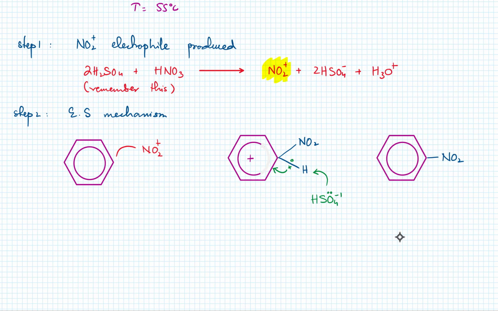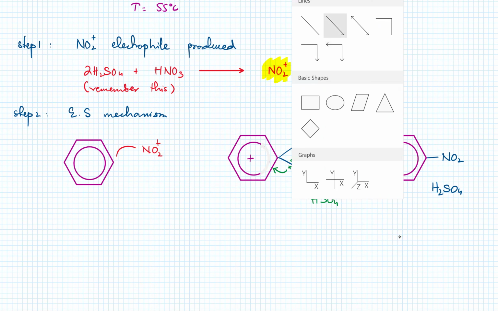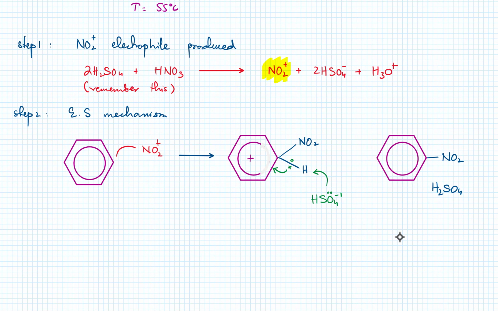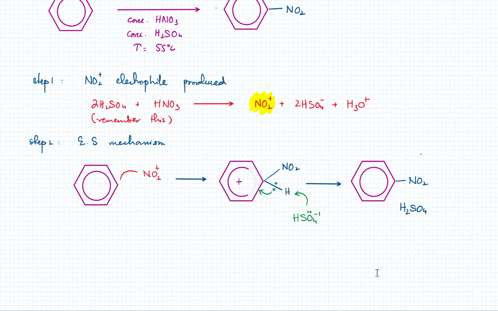Or where did the H go? It went and formed sulfuric acid. Again, it's a two-step reaction mechanism, which is kind of the same.